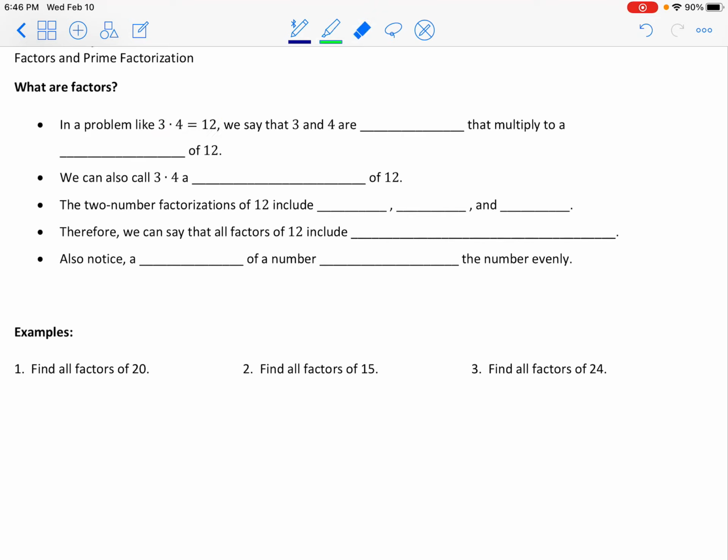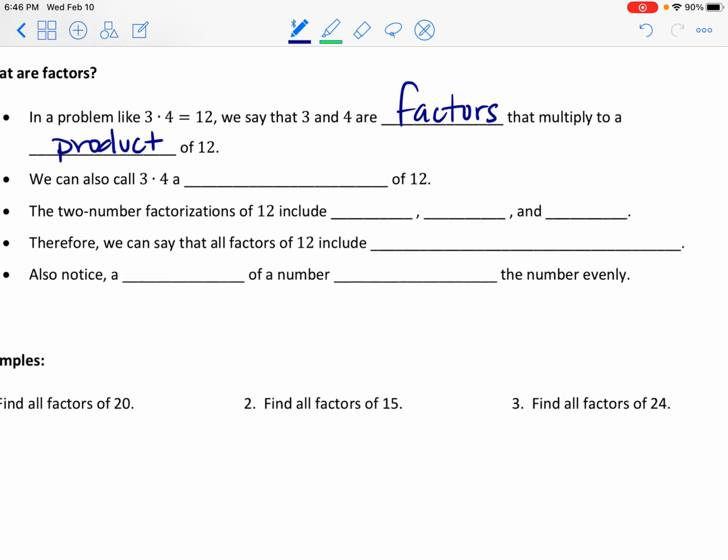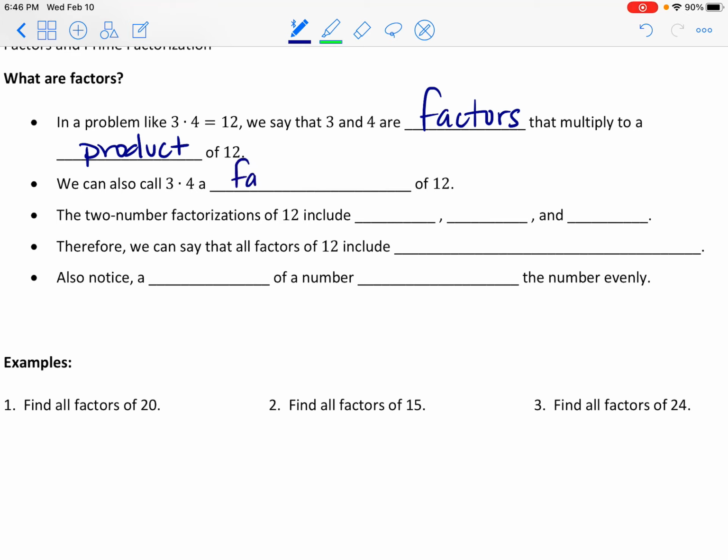So when we multiply two numbers to make another number, to find a product of a number, we call the numbers that we're multiplying together factors of the result. So again, we say 3 and 4 are factors, and they multiply to a product of 12 for this particular example. Okay, so we can also say that 3 times 4 is what we call a factorization of 12. It just means that it's a pair of numbers that we could multiply to make 12.